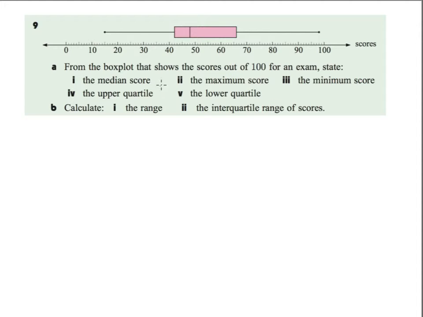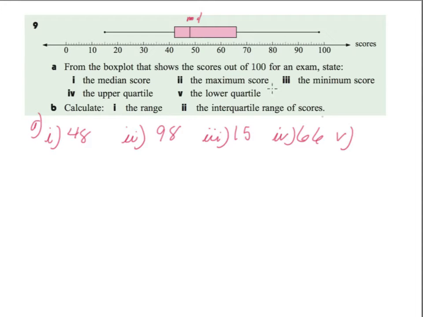Number 9, this time we're given a graph, so we're given a box plot, and we're asked information about it. So this is just testing to see if you know how to read graphs. Now this can be either the box plot, the stem plot, any other graphs we learned this year. So median score, that's the line in the middle, is 48. Maximum score is the dot at the end. Minimum score is the dot at the beginning. And our upper quartile is our top line at the end of the box. That's 66. And our lower quartile is the bottom of the box, so that's 42.